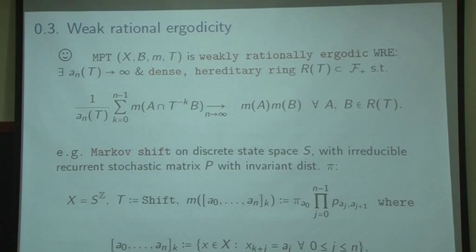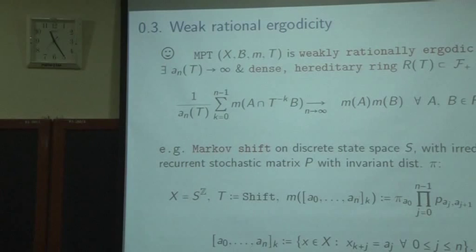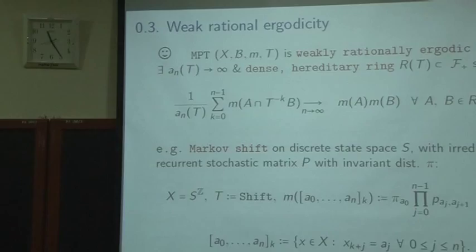The precise characterization of the hereditary ring probably would depend on the stochastic matrix. But it always includes cylinder sets. So if you take the hereditary ring, take finite unions of cylinder sets and their measurable subsets, that's a subgroup. So that would be like building measurable sets.